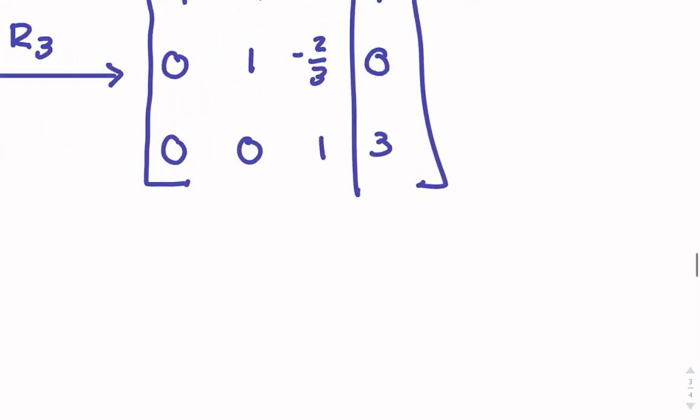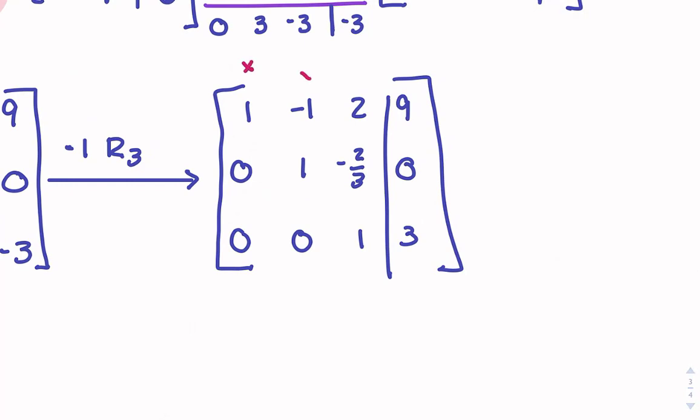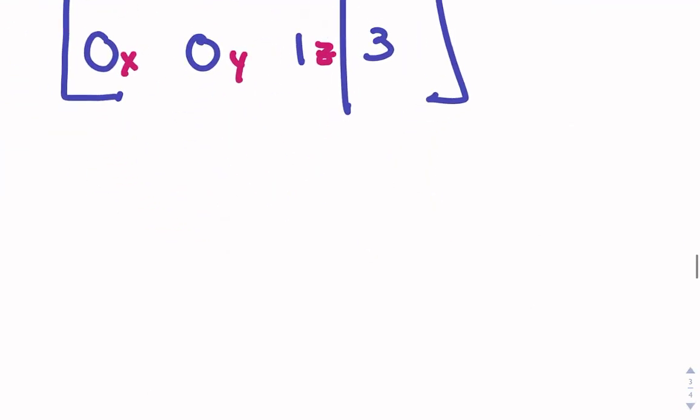the bottom row. Remember, this is your X column, this is your Y column, this is your Z column. So if you want to at this point, you could write all your little X and Y and Z's. So if I'm looking at row 3, well, 0x is 0, 0y is 0. So really it's saying 1z is equal to 3. Therefore, z is just 3.